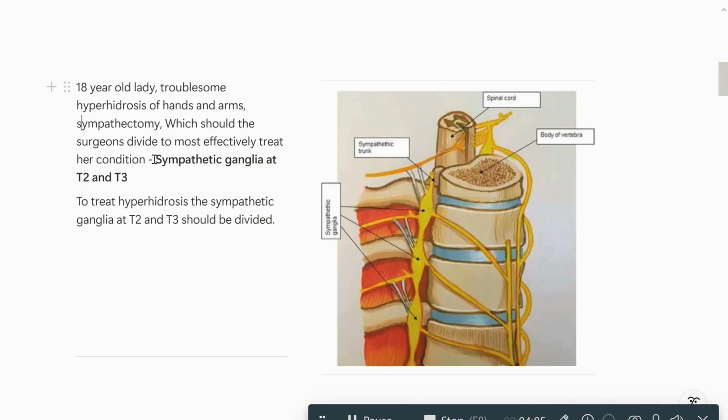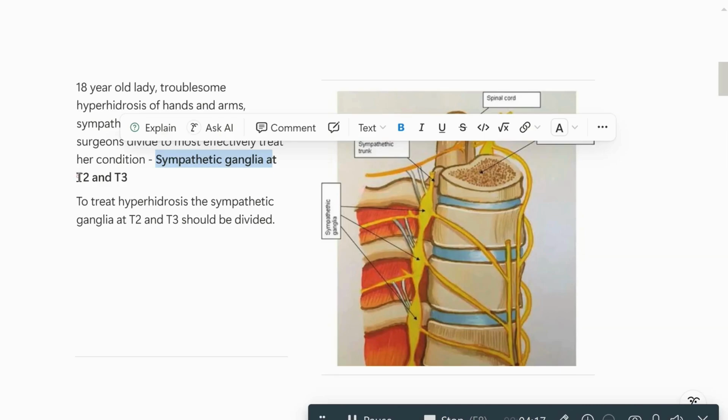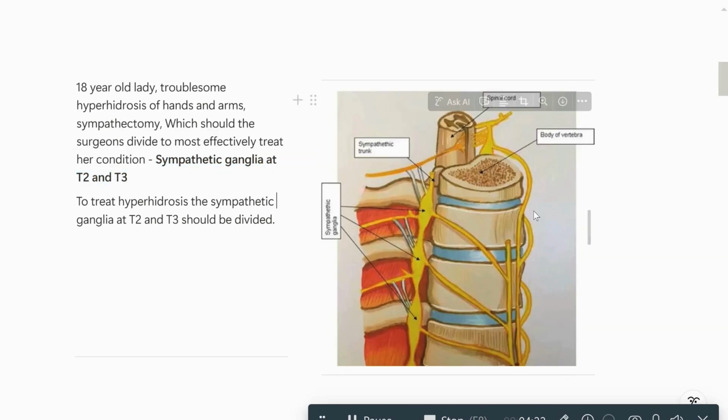In this case, we have to see that hyperhidrosis is caused by sympathetic overload. So the sympathetic ganglia, specifically at T2 and T3, are going to be cut. As you can see in this diagram, the sympathetic chain in the form of sympathetic ganglia is present on both sides of the vertebrae. The surgeon will be cutting from this point to this point, at T2 and T3, to treat this patient.